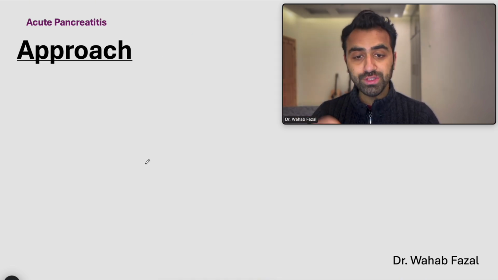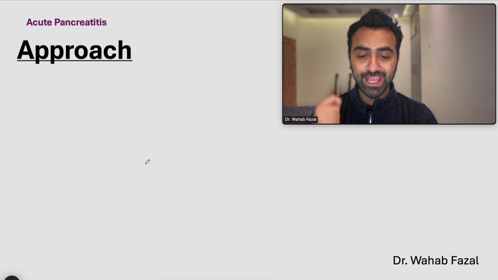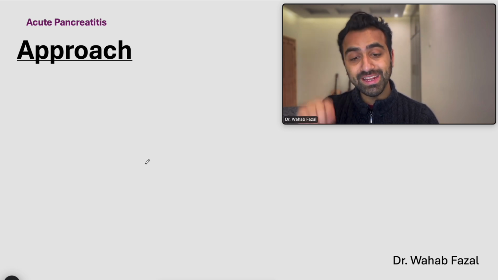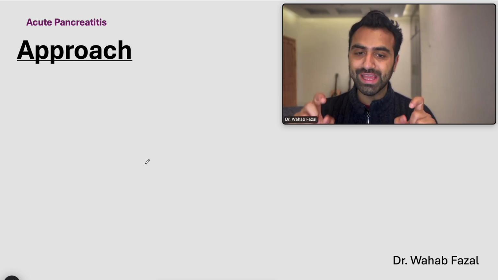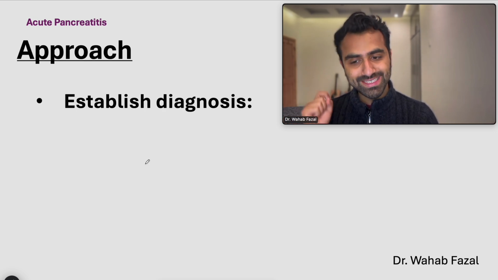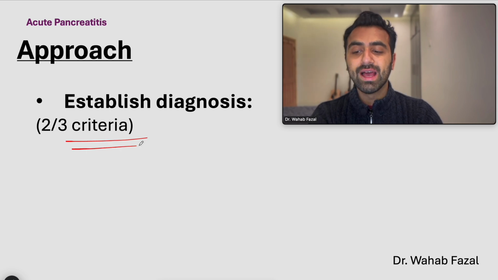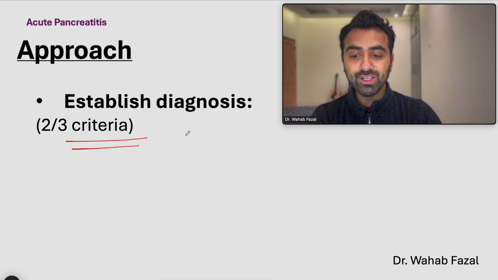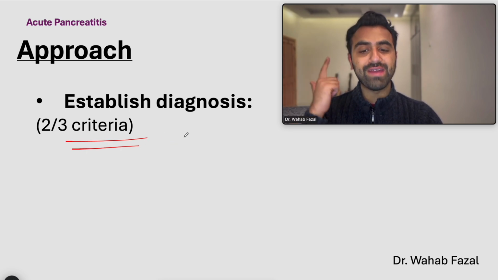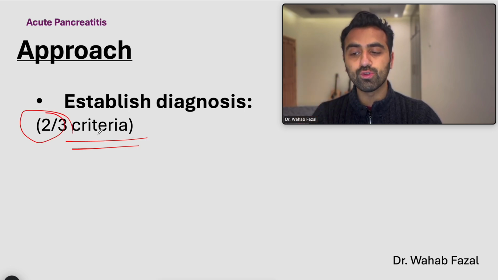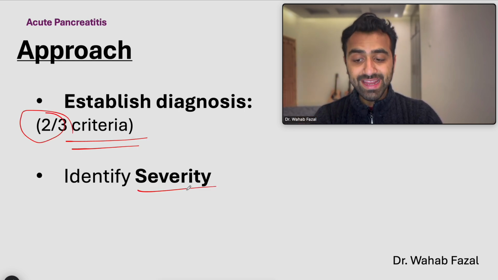So now let us talk about the approach while we are managing acute pancreatitis. We'll talk more about the treatment in our next video, but right now I want you to tell the approach. When you get a patient with acute pancreatitis, what do you want to do? You want to establish the diagnosis first. You use that 2 of 3 criteria, get those imaging results. So whether you have pain, whether you have elevated enzymes, and whether imaging supports the diagnosis, and you get that 2 of 3 criteria, then you want to identify the severity of this pancreatitis.